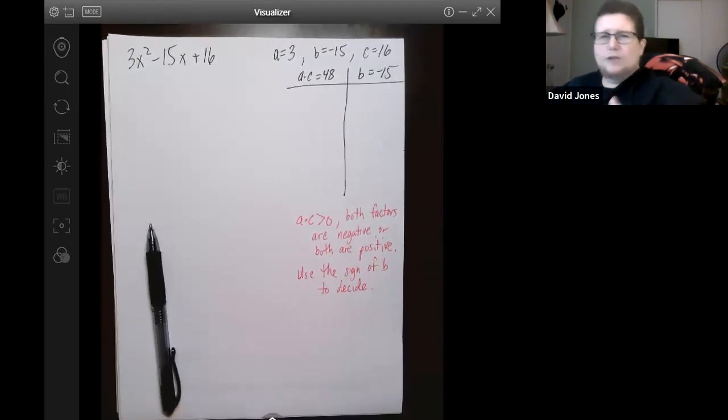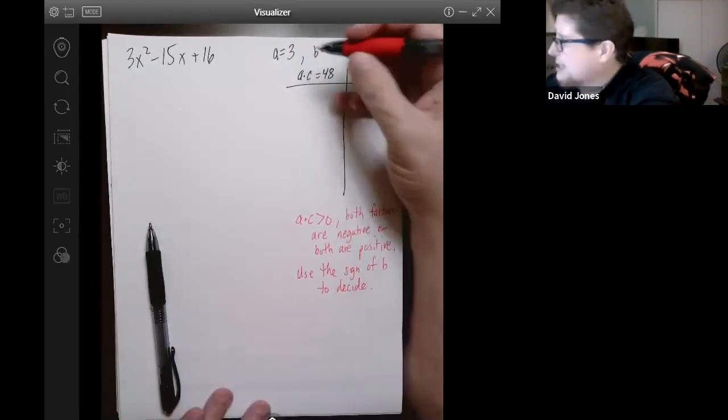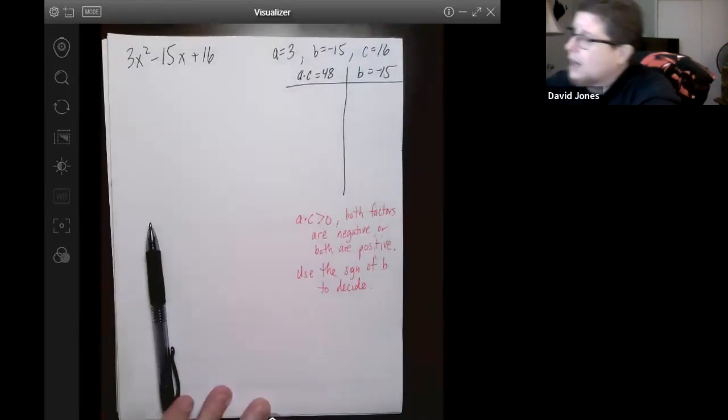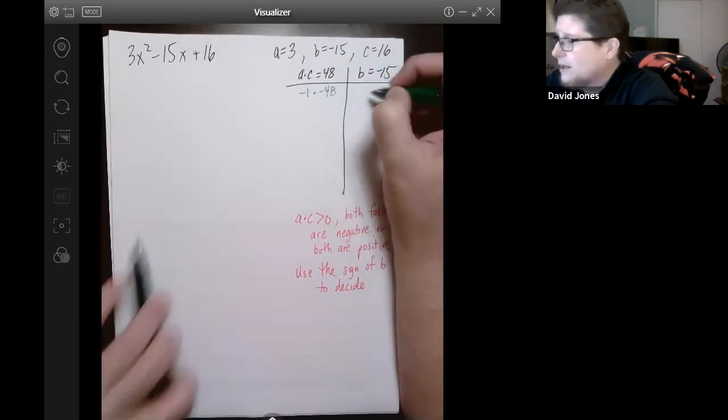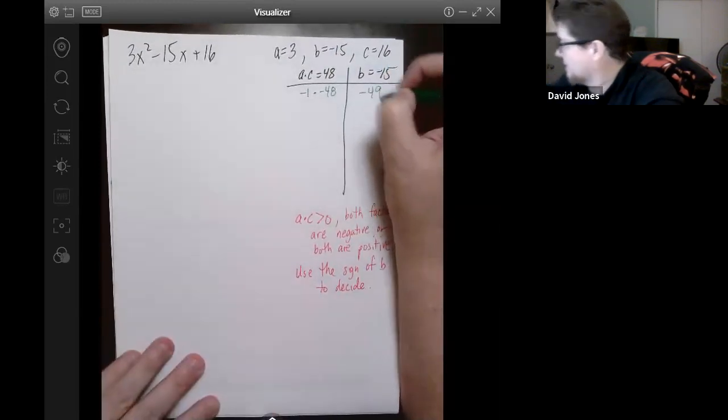B is negative, which means the factors have to be negative, because there's no way two positive numbers add up to make a negative number. So let's use negative numbers. Let's be systematic. I'm going to do negative 1 times negative 48. Those add up to negative 49.